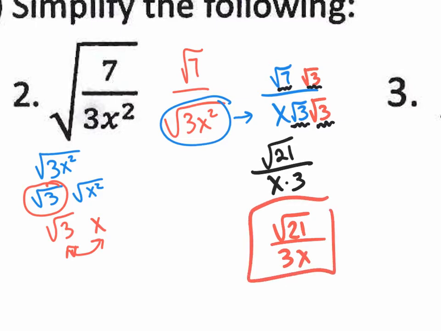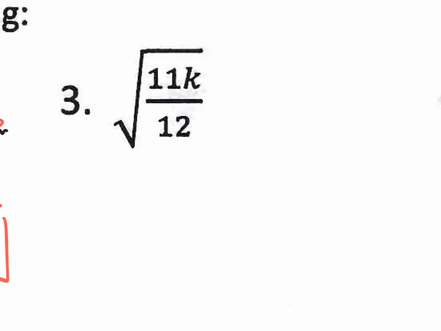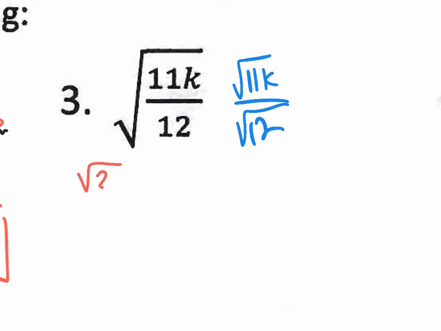Let's move on to number 3. And once again, you want to split the root. Split the root, 11k over 12. And up on top, there's really nothing to do. But on the bottom, I'm going to do the square root of 12 over here on the side.